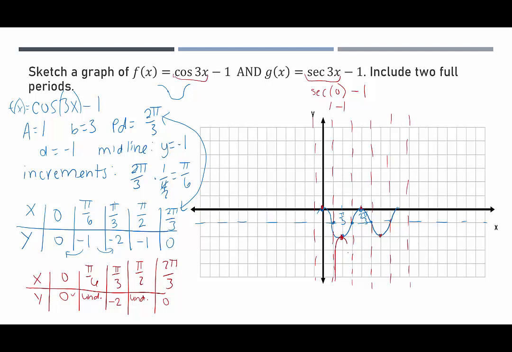It's going to look like a downward facing parabola, followed by an upward facing parabola, followed by, that was one full period. So from here to here was one period. Then here, and it would be here. So that's what our secant graph would look like. So cosine is in blue, secant is in red.